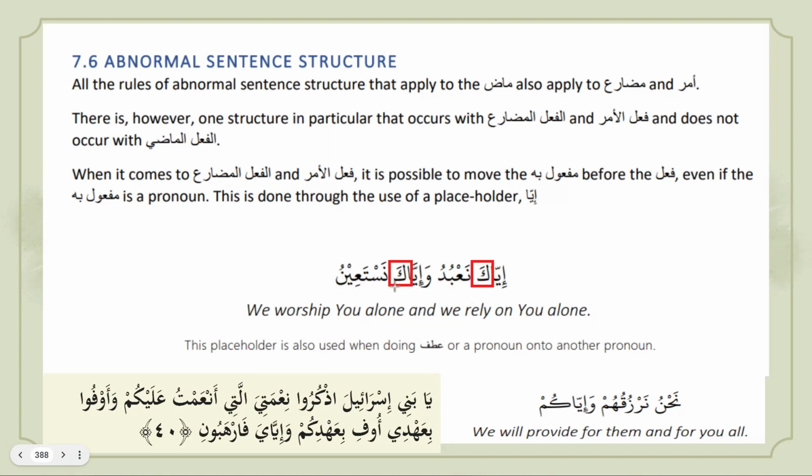So iya is a placeholder, because regularly this ka is an attached pronoun. This is not an independent pronoun. Ka is an attached pronoun, and it is in nasb status over here. An attached pronoun cannot come independently because these are not independent, so they need a placeholder, which is iya. Iyyaka na'budu wa iyyaka nasta'in. And this placeholder is also used when doing ataf of a pronoun onto another pronoun, like over here, wa iyyaya farhabuni. This is ataf, and this is the example of a placeholder for a pronoun onto a pronoun.